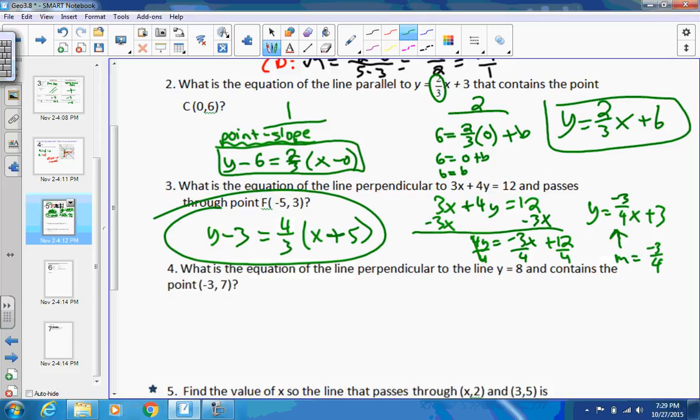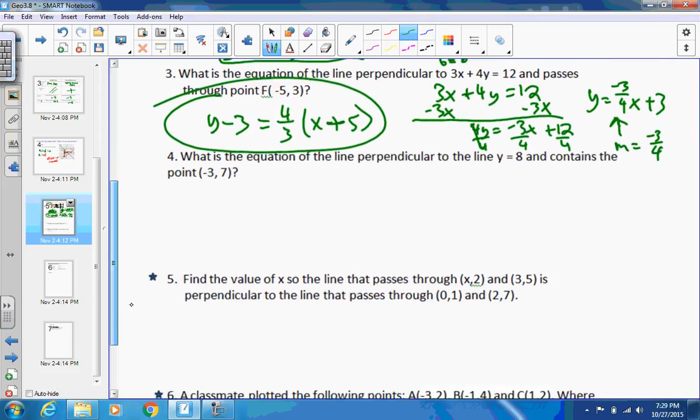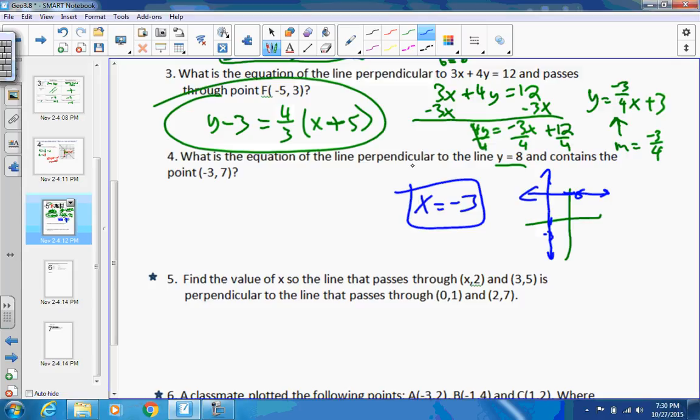Number 4, I don't want you to think too hard about. We have the line y equals 8, so if you look at the graph, that would go right through there. We want it to be perpendicular to that, and we want it to go through the point -3, 7. No matter where it is, it's going to have to go right through the x value of -3. So the line is simply x equals -3. Okay, so don't look into that one too far.